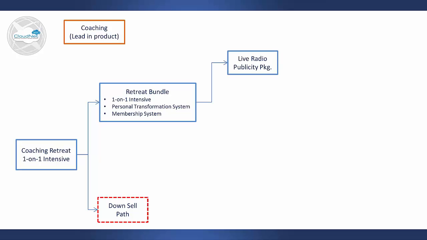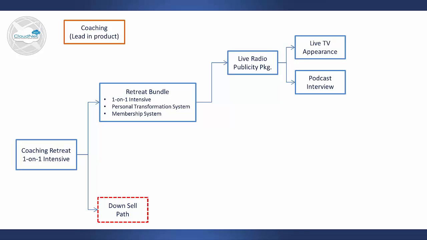And if they accept my retreat bundle offer, I'm then going to put them into my live radio publicity package. And upon acceptance of the live radio offer, I'm going to present them with a live TV appearance offer. But if they decline my live radio publicity package, I will downsell them into my podcast interview. Now, in either case, when we get to this point, I'm going to route them to the order page so they can complete the checkout process.